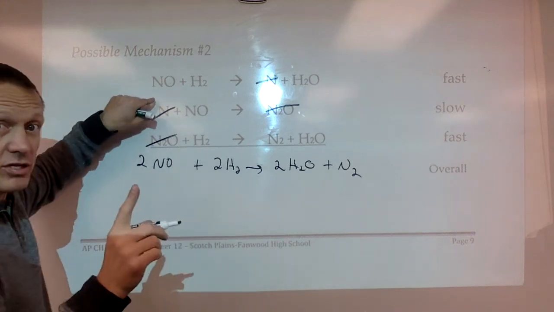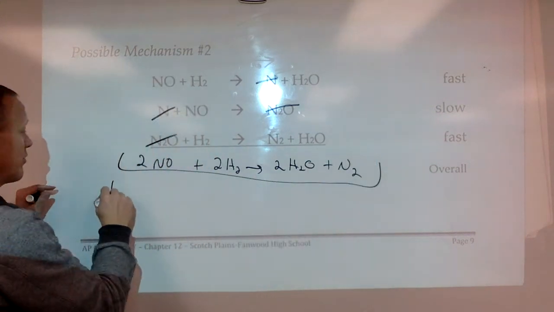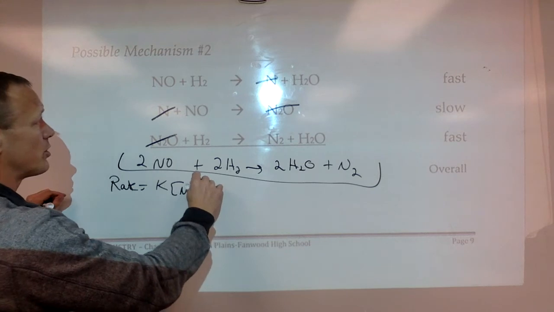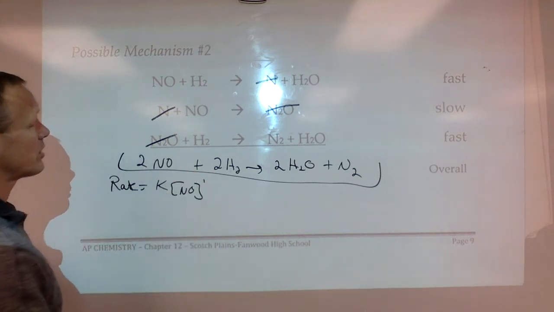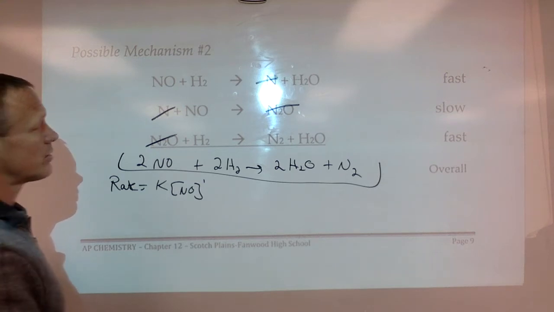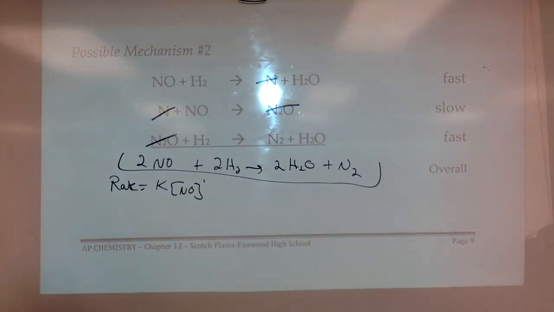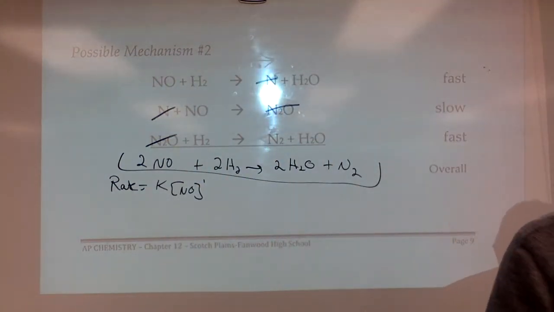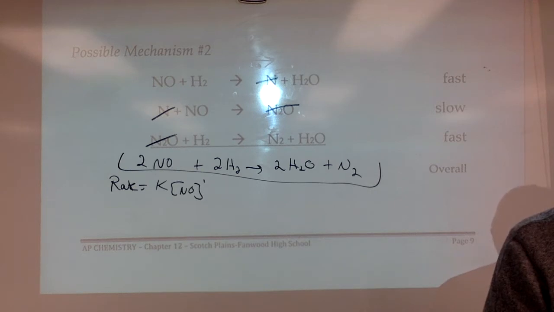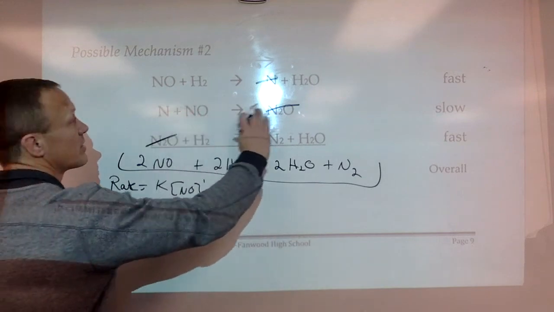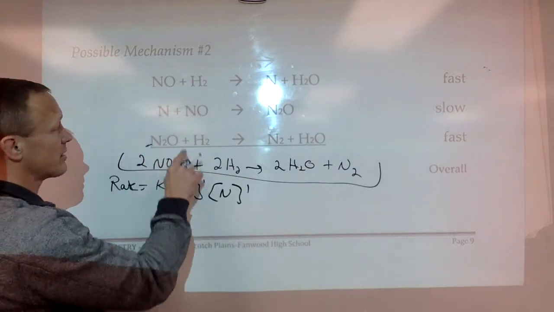This is going to be a little tougher one, so you've got to really pay attention to what's going on. Rate equals k times the concentration of NO to the first power, that's our slow step. Our slow step has these two things, N and NO, both to the first power.